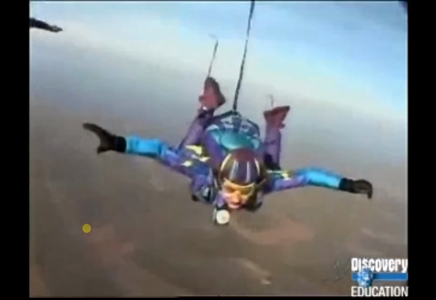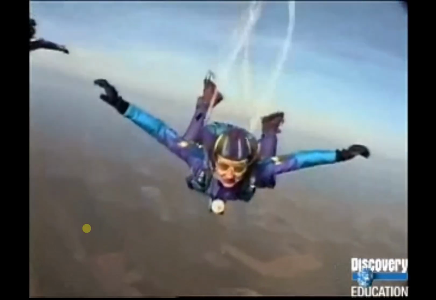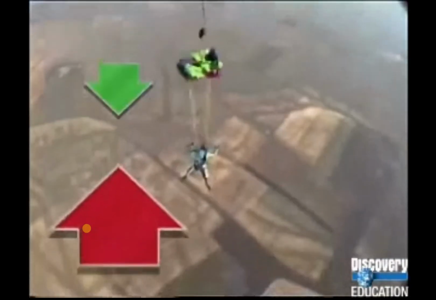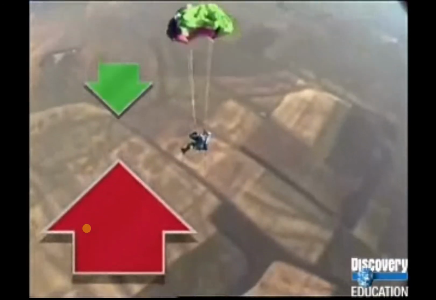When she opens her parachute, which arrow is going to get bigger? Which way will she accelerate then? She'll still be moving down, so she'll be slowing down. To slow down, the upward force needs to be greater than the downward force. When the parachute opens, air resistance suddenly becomes much greater than gravity. The forces are no longer balanced, and this changes her speed. She's slowing down.